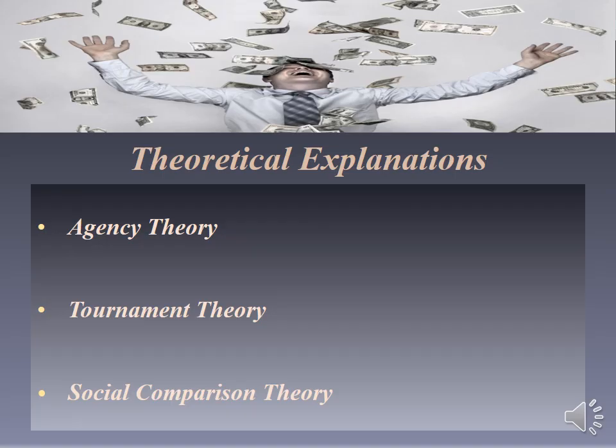In order to describe the processes related to setting executive compensation, we are going to focus on three important theories, which are the agency theory, the tournament theory, and the social comparison theory. Let's start with the first theory, which is the agency theory.